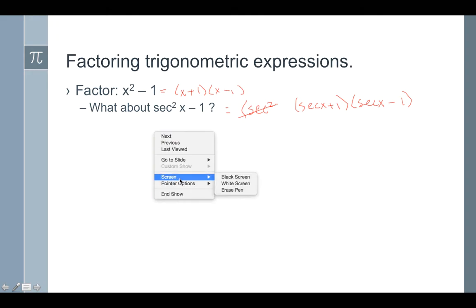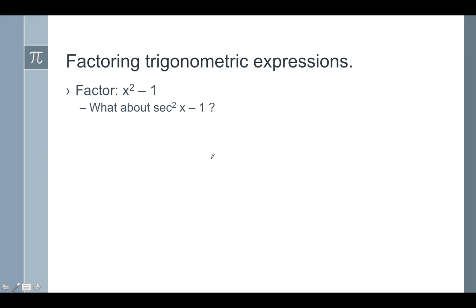Okay, so let's try another one. And I'm going to compare it to something we already know how to do. So we know how to factor this, x squared minus 4x plus 3. Factored, this becomes x minus 3 times x minus 1. That's actually pretty simple.